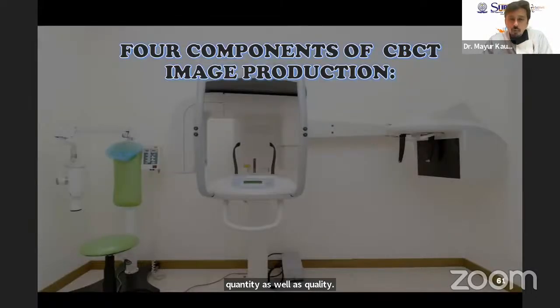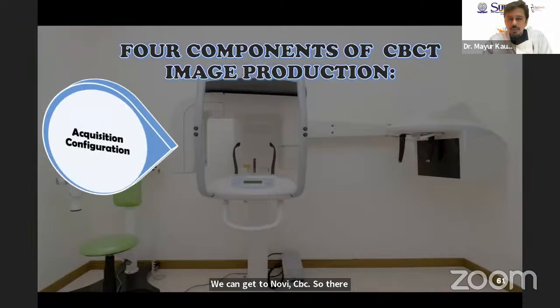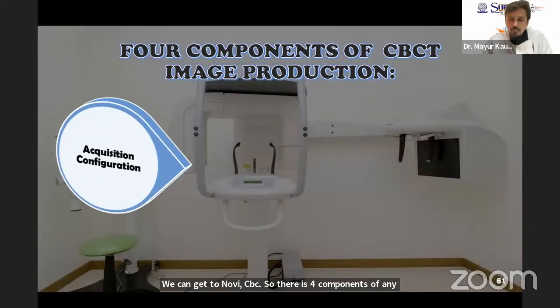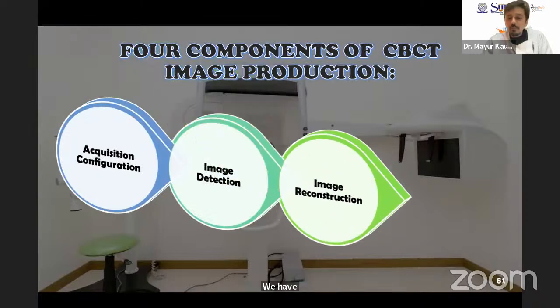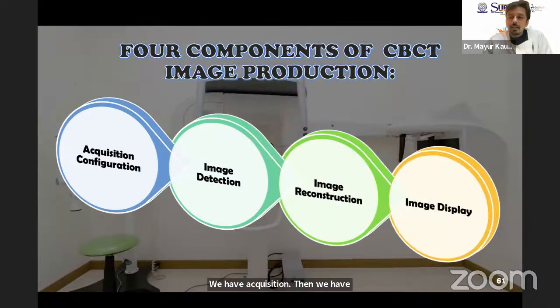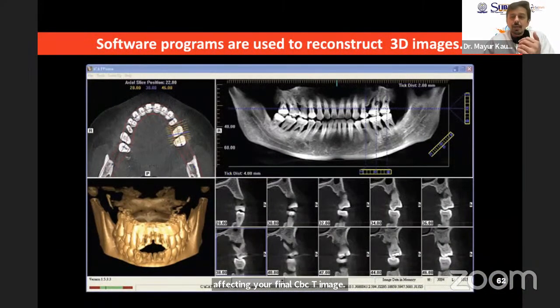There are 4 components of any CBCT image production. We have acquisition, then image detection, then image reconstruction, and finally the display. Anything going wrong in any of these 4 areas will affect your final CBCT image. So these are the things which are there. And finally, software programs are the ones which actually give us the entire thing.